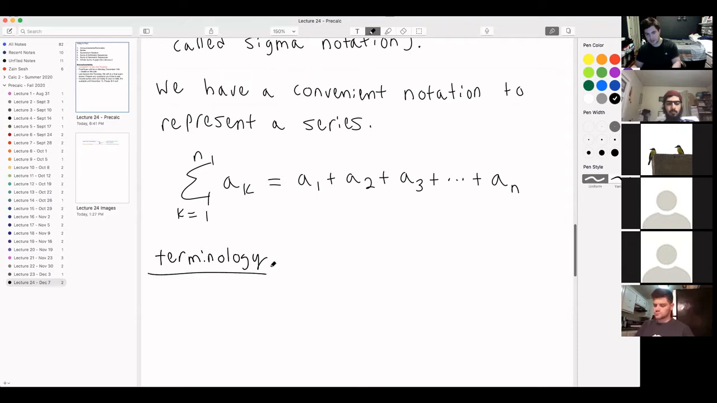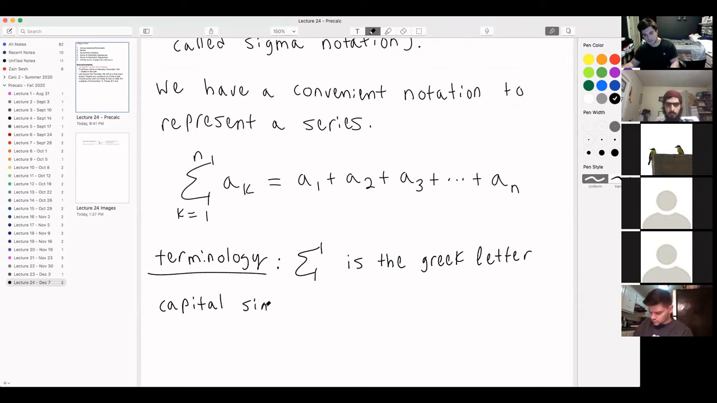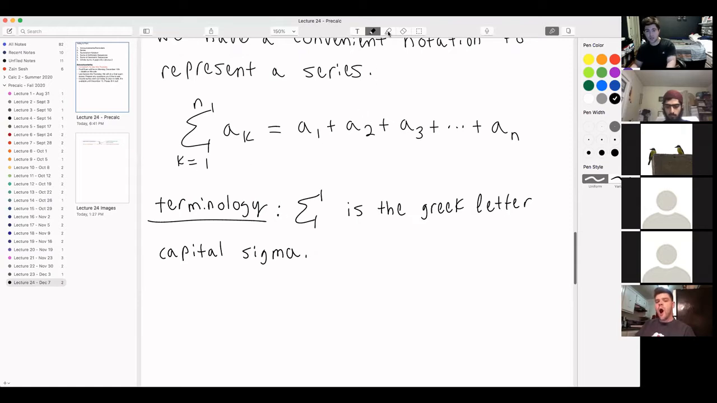Just a quick piece of terminology. Let me tell you what we call everything here. This symbol is the Greek letter capital sigma. And the numbers on the bottom and top of sigma also have names. k is called the index of summation.